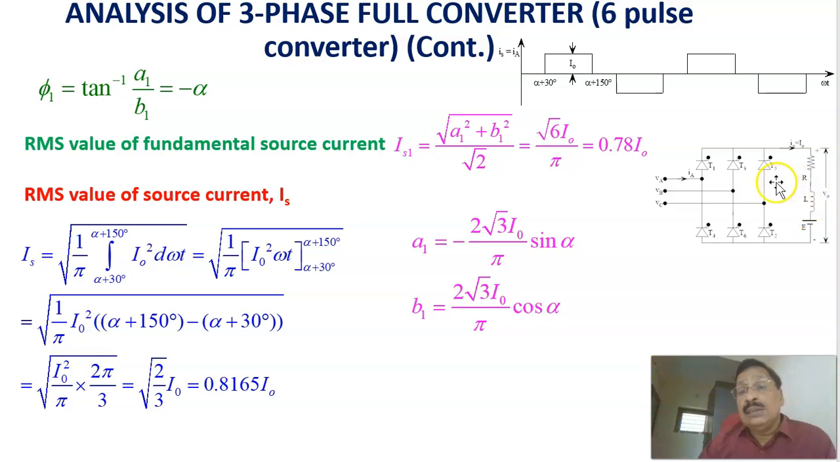This is the circuit topology, which we have already discussed. A constant current is flowing through the RLE load. It is continuous conduction, in which the current is continuous. A constant I0 is flowing through it, and this is the current drawn through this phase. We have calculated the source current RMS values, the total IS and the fundamental IS1, and the phase shift corresponding to the fundamental, which is phi1 equal to minus alpha.